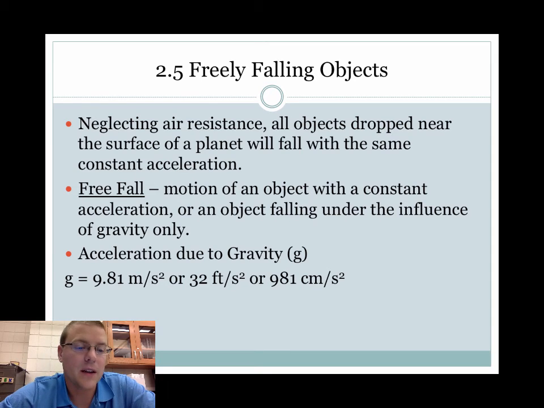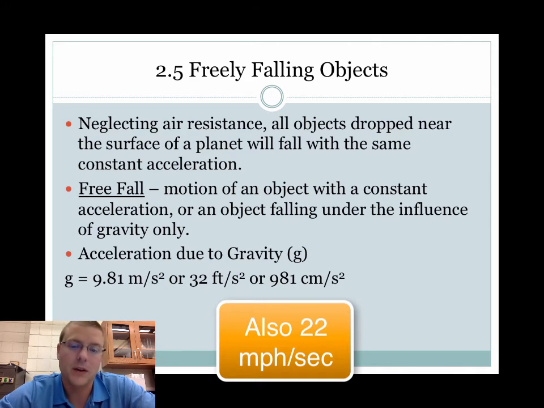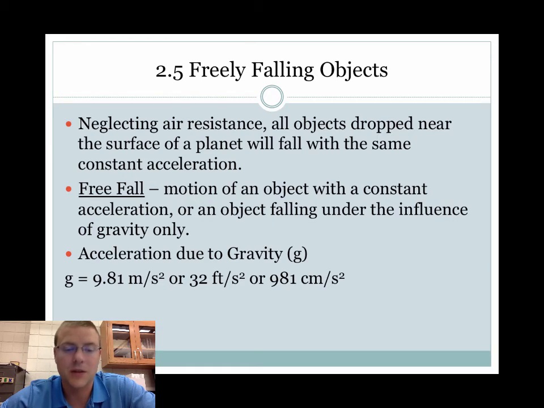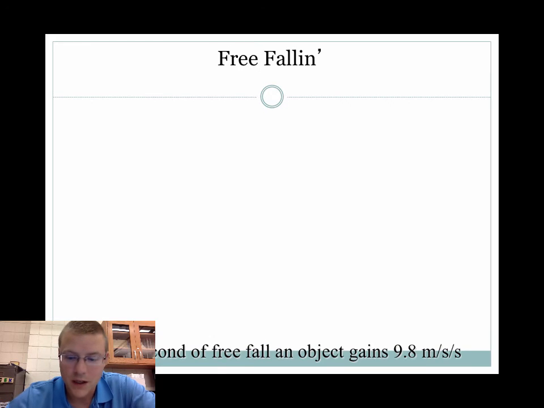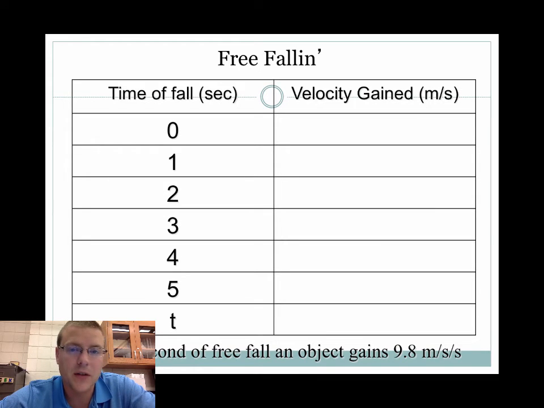g can be 9.8 meters per second each second, or if you're wanting to use feet, that'd be 32 feet per second each second, or if you wanted to use centimeters for whatever reason, you'd use 981 centimeters per second each second. And I'm sure it's in everybody's head now, seeing the headline up there, free falling. So when an object free falls, let's talk about the speeds that you gain every single second.